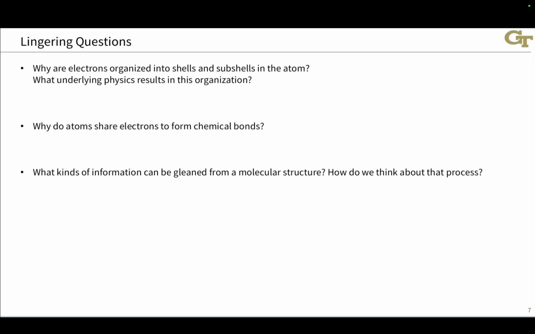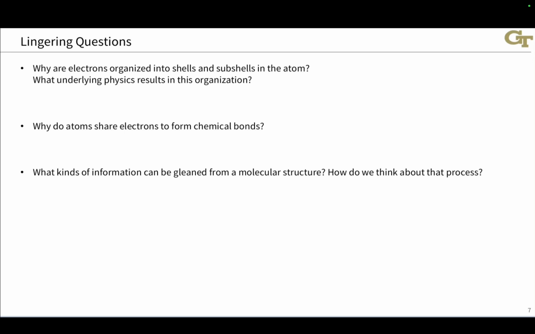I'll just leave you with a few lingering questions that you'll address in your introductory chemistry courses. Why are electrons organized into shells and subshells in the atom? This has to do with the physics of the atom and the quantum mechanics underlying how electrons must behave inside the atom. Why do atoms share electrons to form chemical bonds? Something we're going to take as a given, that atoms, quote unquote, want to do this. They want to share electrons to form chemical bonds. The why of this is not terribly complicated to explain, but just not something we're going to have time for in this Fundamentals of Chemistry course.